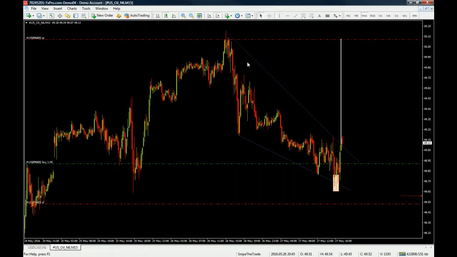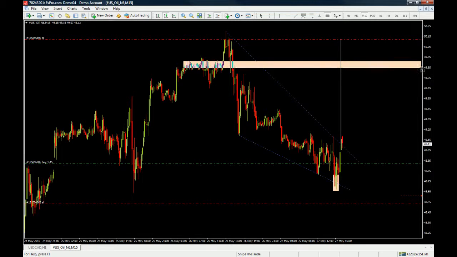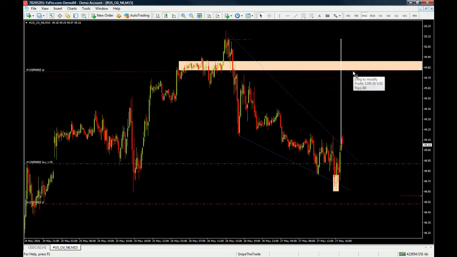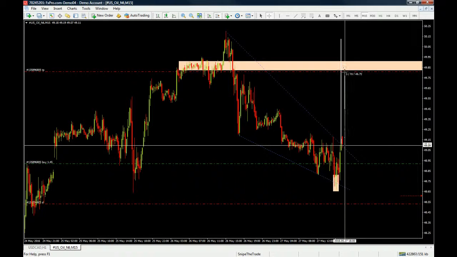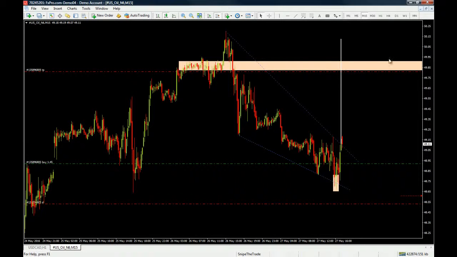So what we're going to do here is look at market structure a little bit. And as you can see right here, there is a churn pattern where we are definitely going to find some resistance. So we're going to use our calculated targets and also some market structure and put our targets right here, which will yield a very nice 71, 72 ticks in profit.